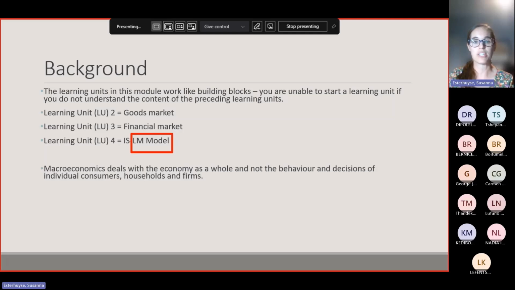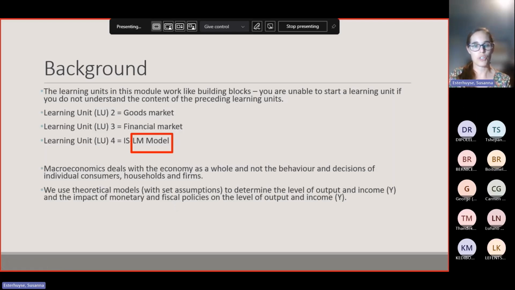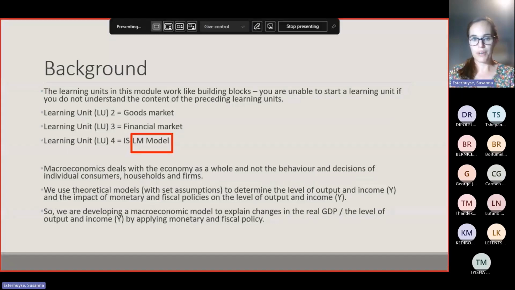So macroeconomics deals with the economy as a whole. So it's not the decisions and behaviors of individual consumers and households and firms. What we are doing in this model is we're trying to use theoretical models with set assumptions to determine the level of output and income and the impact of your policies, your fiscal and monetary policy, on the level of output and income. So we are developing a macroeconomic model to explain changes in the real GDP or level of output and income by applying your policies.